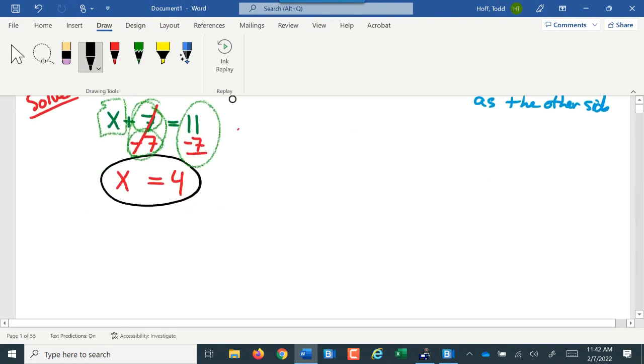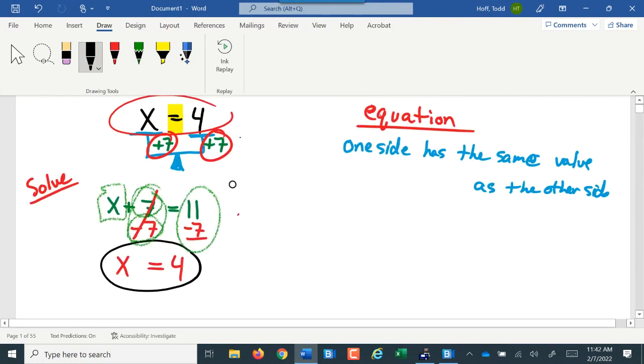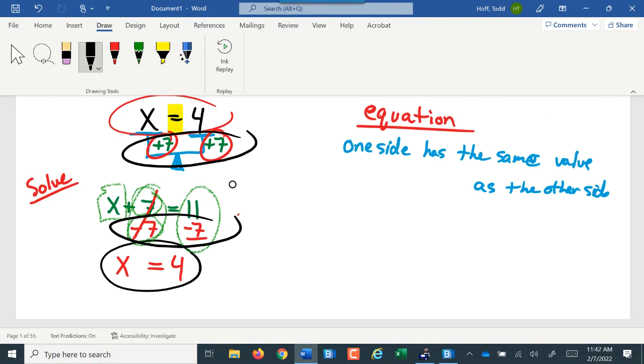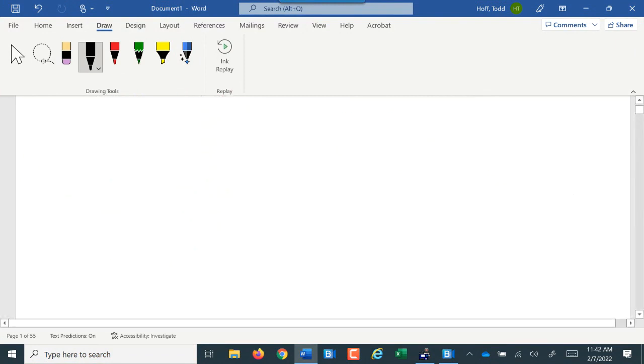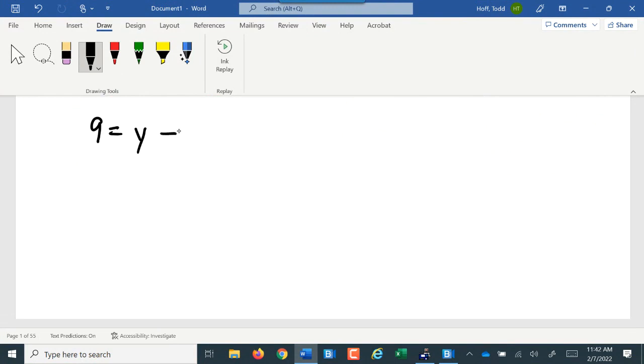So here, this equation, we built it. So we knew it was built by adding 7. So we knew that we could take it apart by subtracting 7. The trick to solving an equation is being able to look at it and know how it was built. So if we have 9 equals y minus 5, figure out how that equation was built.